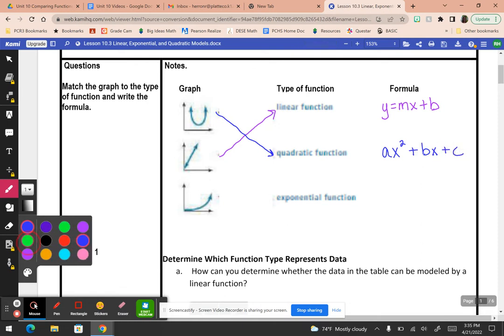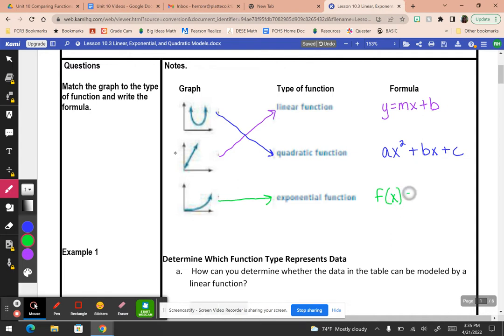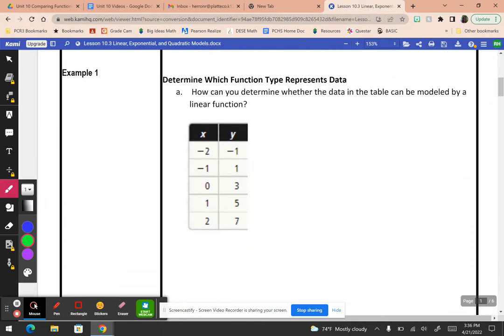And then our last one that we have is exponential. Exponential we just talked about the other day in our notes, which makes that curve. And an exponential, like we talked about in our geometric sequences, is going to be f of x equals a times b to the x as your formula. So you're going to determine which type of function represents the data, determining which function type represents each one.